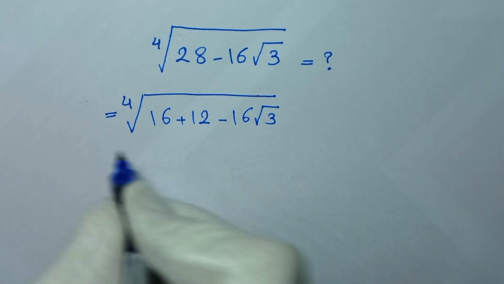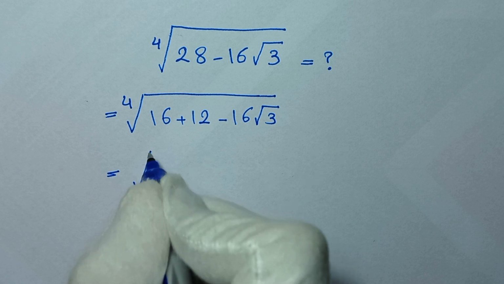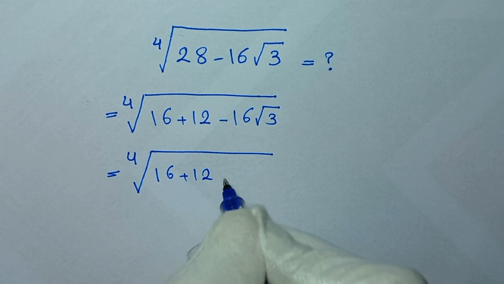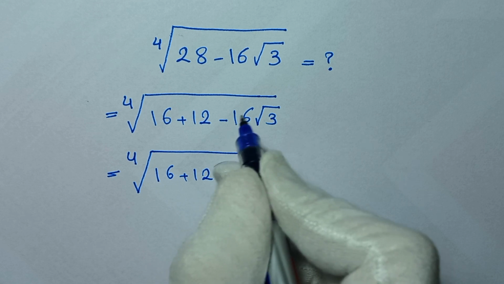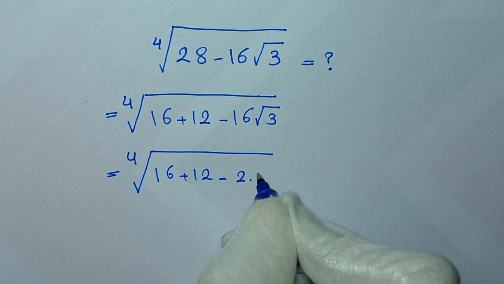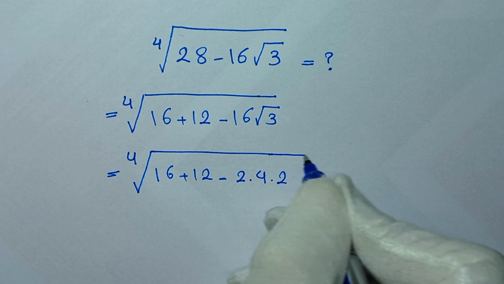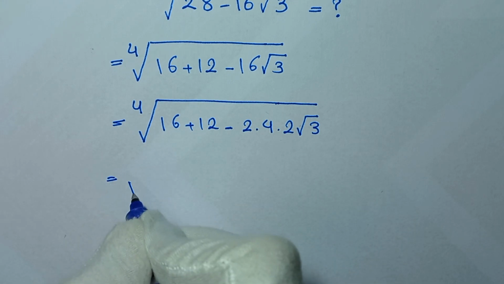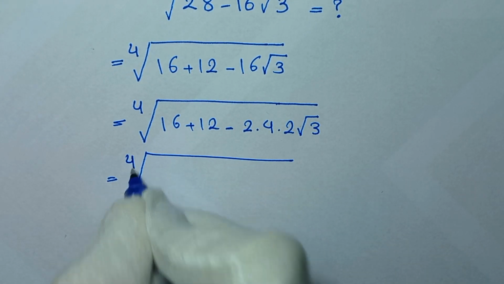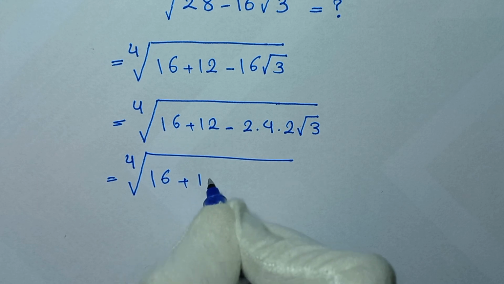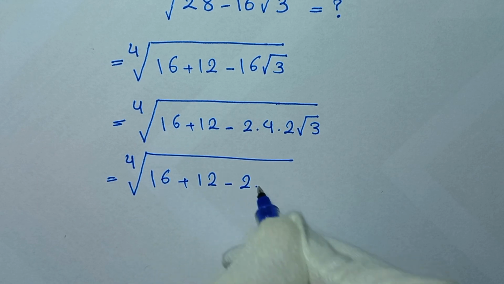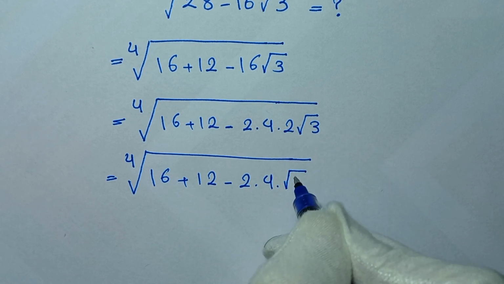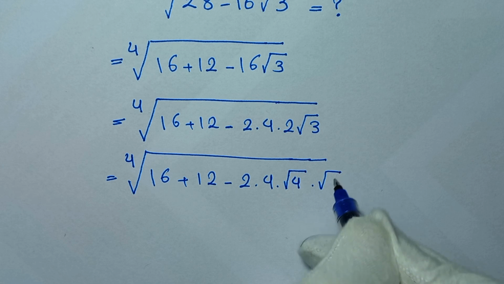And in the next step, this is equal to the 4th root of 16 plus 12 and minus, in here we can write this 16 as 2 times 4 times 2, right? And times the square root of 3. This is equal to the 4th root of 16 plus 12 and minus 2 times 4 times, in here we can write these 2 as square root of 4, right? And times square root of 3.